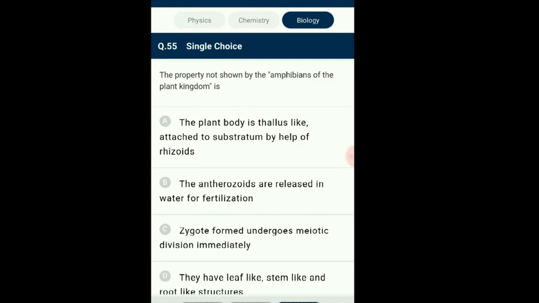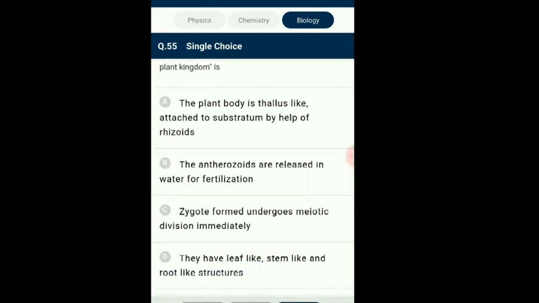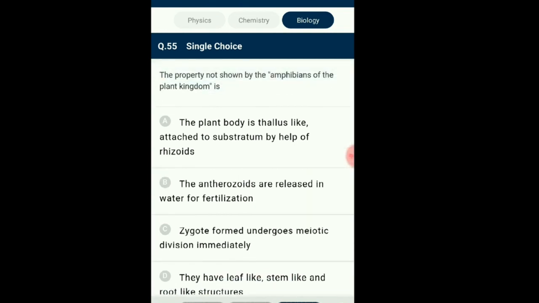Question number 55. The property not shown by the amphibians of the plant kingdom is: bryophytes are generally called the amphibians of the plant kingdom, or plants that can live on soil but are dependent on water for fertilization. The plant body of bryophyte is thallus-like and attached to the substratum by unicellular or multicellular rhizoids. The male gametes produce antherozoids, which are released in water to come in contact with the archegonium and form a zygote, which does not undergo reduction immediately. It undergoes mitosis to form the sporophyte, which is attached to the gametophyte.